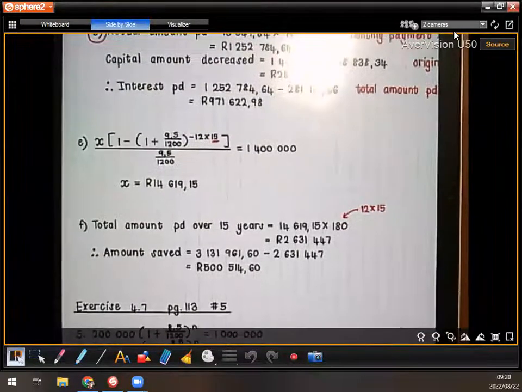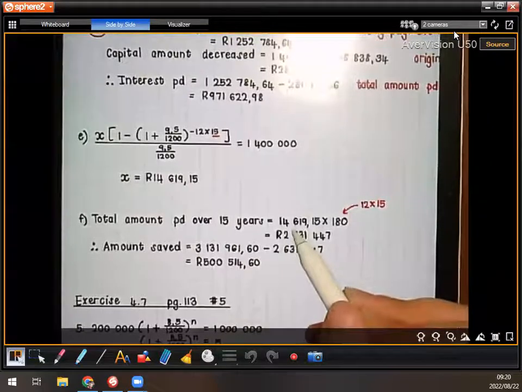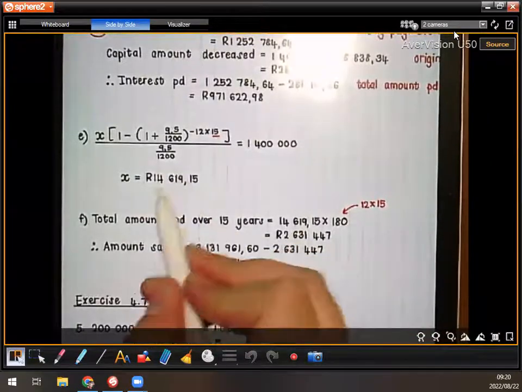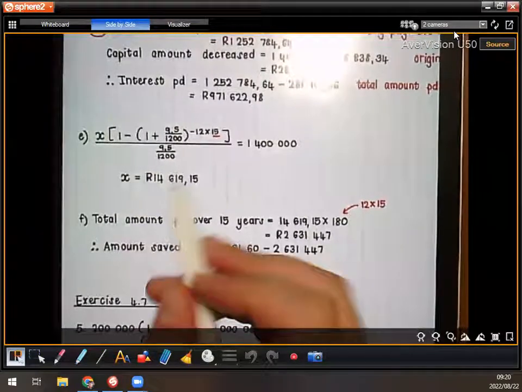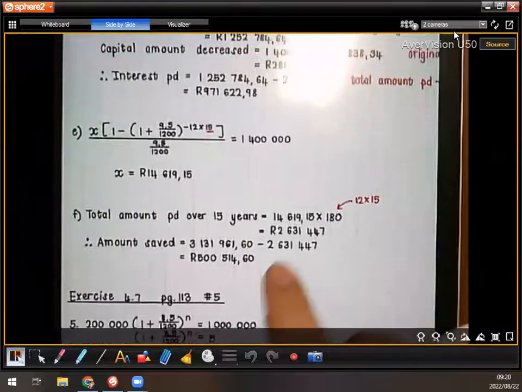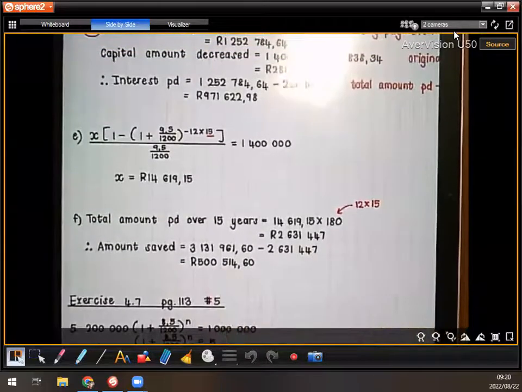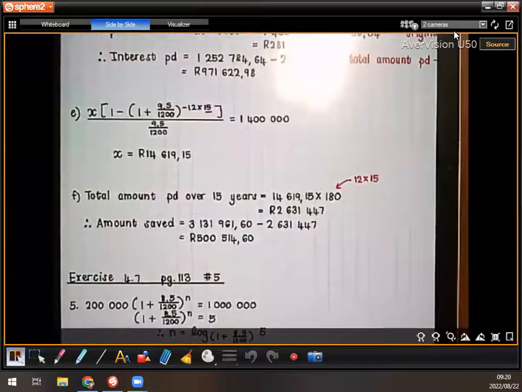So that's a big difference, right, guys? If he's paying over 20 years, he pays 3.1 million. But if he's paying over 15 years, he has to pay 14,600 rand a month instead of 13,049. And look at the amount that he's actually saving in the end. He would be paying 500,000 rand less.